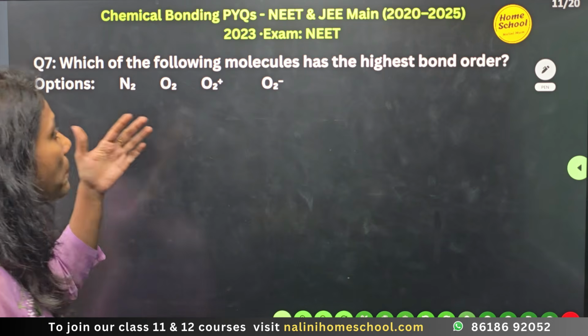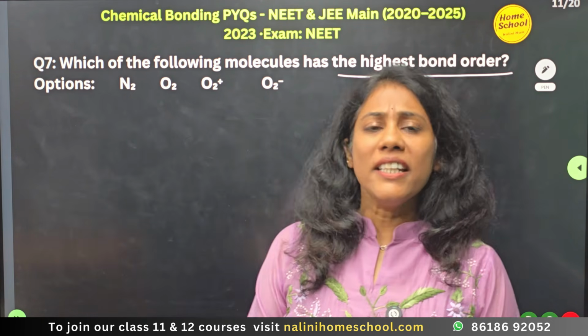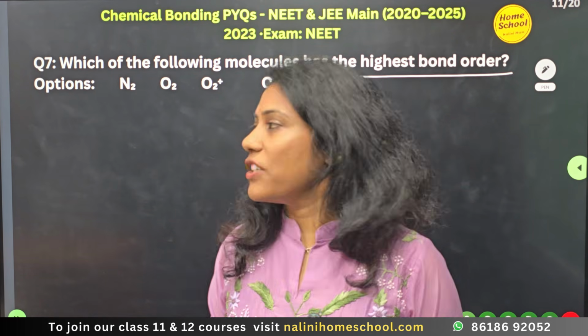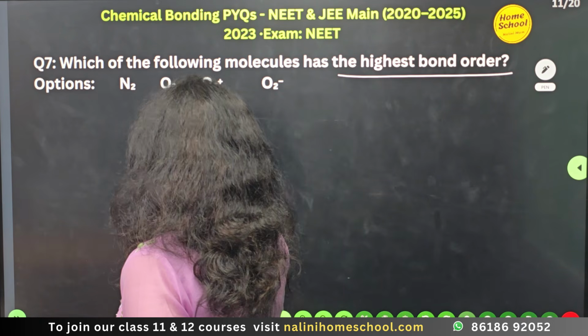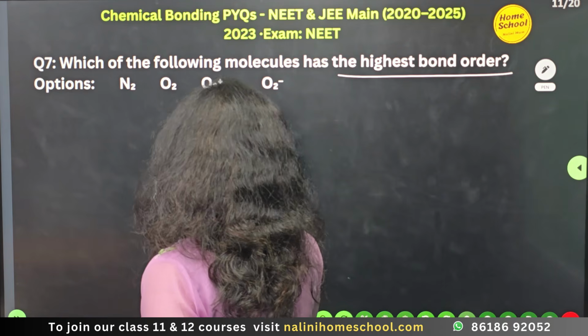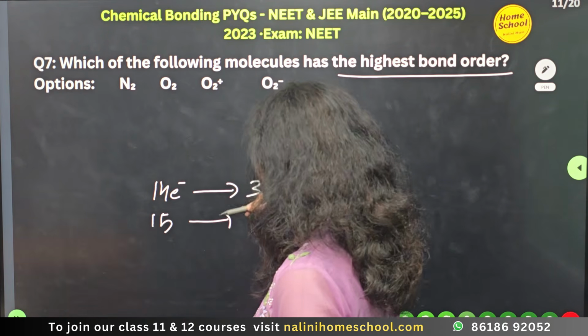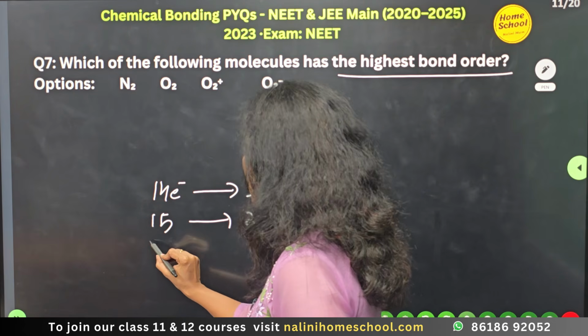Which of the following molecules has got the highest bond order? For figuring out bond order, every time you need not write the electronic configuration. You just have a trick here. Anything which is a 14 electron species has bond order 3. For 15, just decrease by 0.5 as you go down, so it will have 2.5.